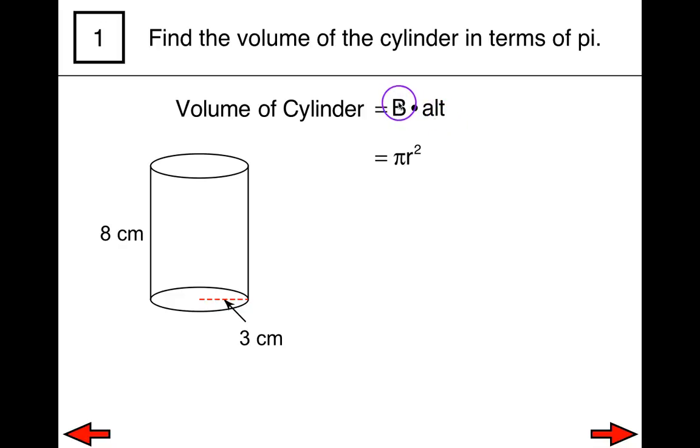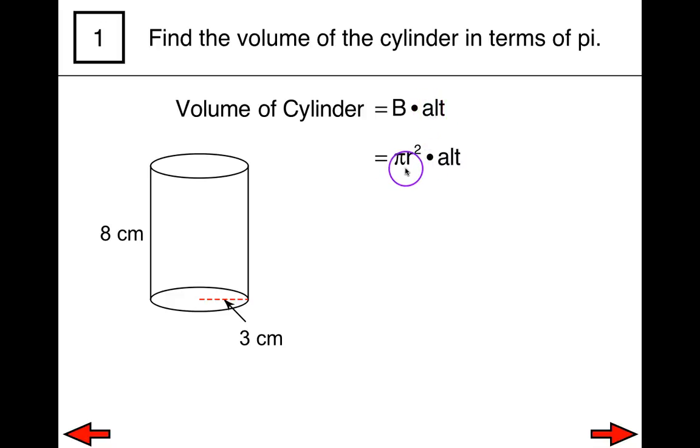So here I'm going to write the volume of a cylinder is the area of the base times the altitude. So here, what is our base? Our base is a circle, which is why I went ahead and wrote down pi r squared, because that's how you find the area of a circle. But not only do you have to do that, you're going to have to also multiply it by the altitude.